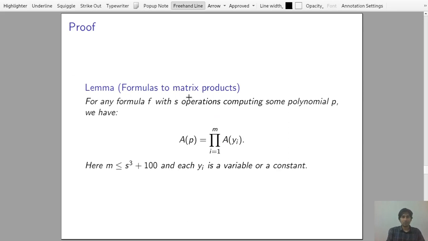Now, to go from formulas to Narayana's cow polynomials, we just have to go from formulas to matrix products. This is our main lemma, and we show that for any formula f with s operations computing some polynomial p, we can compute A of p as a small sequence of A matrices that only use variables and constants. Notice that the sequence on the right hand side has m matrices, and m is polynomial in the size of the formula. Also, each yi on the right hand side is a variable or a constant.